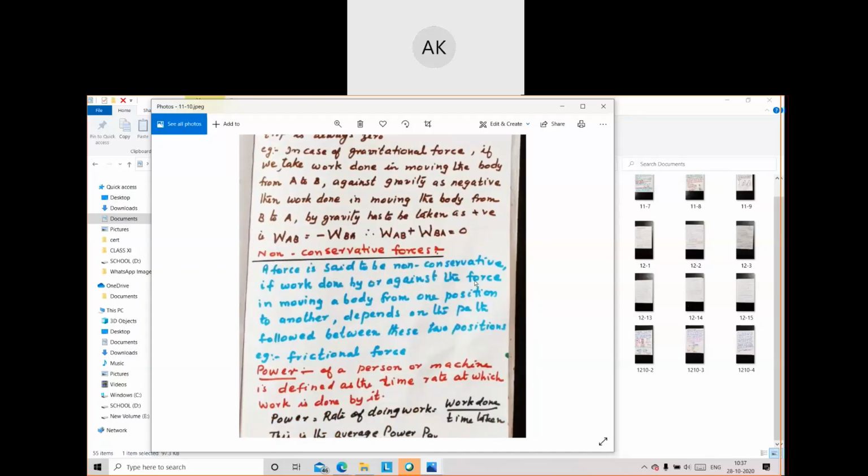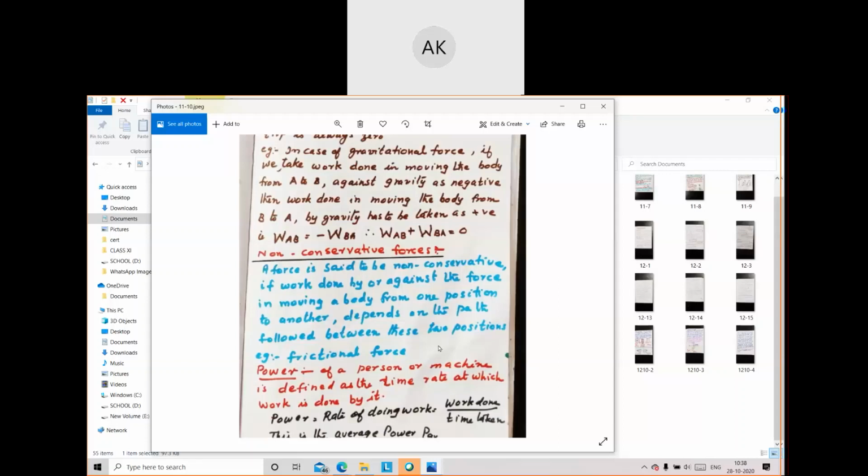A force is said to be non-conservative if work done by or against the force in moving the body from one position to another depends on the path followed between these two positions. So, conservative force does not depend upon the nature of the path, but for non-conservative force, work done depends upon the nature of the path. For example, frictional force. Suppose we are calculating the work done against friction. To move the body from A to B there is frictional force, and from B to A also there will be frictional force. So if the path is longer, frictional force will be more. If the path is shorter, frictional force will be less.